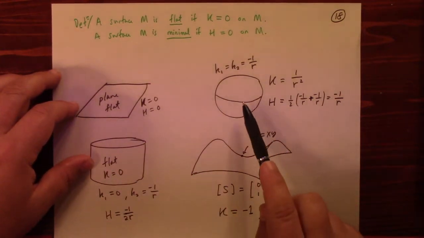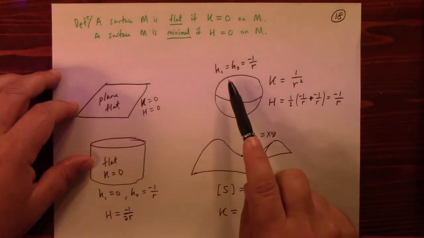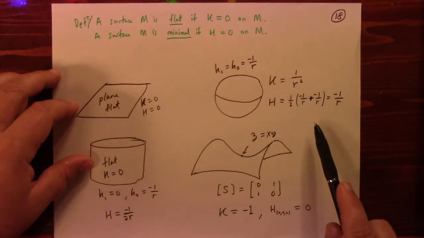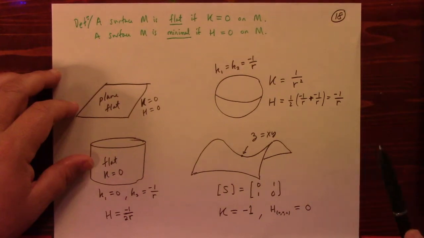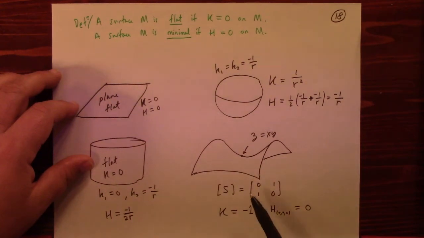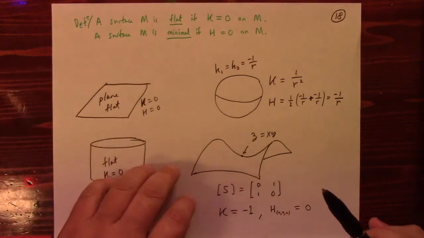And then, of course, a sphere has principal curvatures -1/r at each point. So the Gaussian curvature is 1/r². Mean curvature is -1/r. And then this saddle surface at the origin has Gaussian curvature -1 and mean curvature 0. We'll see the general formula for this before too long. Let's get on to it.